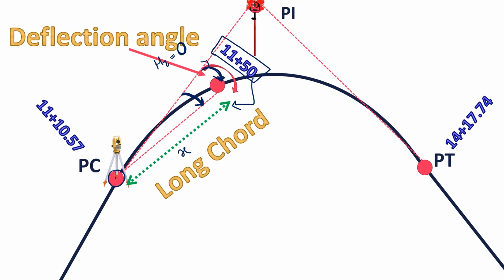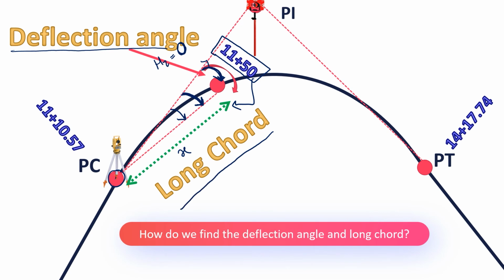So this angle, the amount of angle that you should turn along this tangent length to the point, is called the deflection angle, and this long chord is the horizontal distance between PC and this point. If you know these two values, then you can fix these points. So let's learn how to calculate these two values.